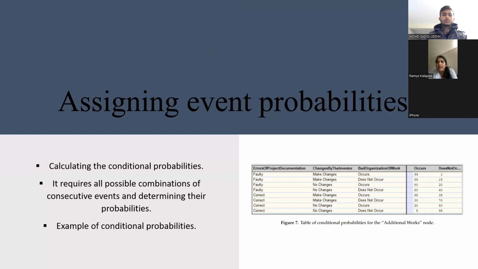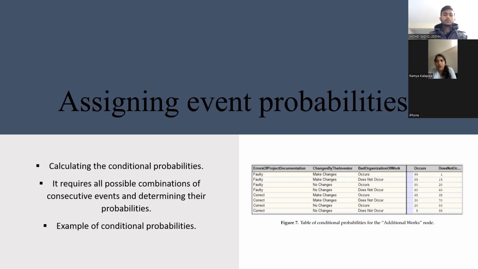Coming to the next slide, we are going to see about assigning event probabilities. This can be calculated using the conditional probabilities. In order to achieve the correct functioning of the model, it requires the probability of each event that occurred, and it determines the probability level of each event by calculating the conditional probability of each event. It requires all possible combinations of consecutive events and determining their probabilities, and they are always connected with the mutual relations that describe the conditional probabilities that are based on the chain method.